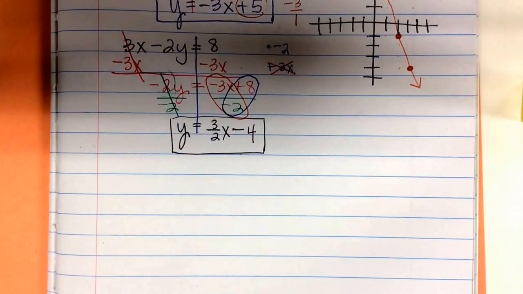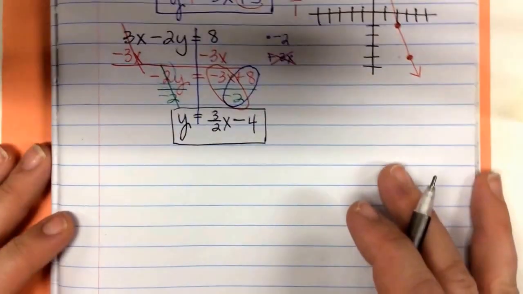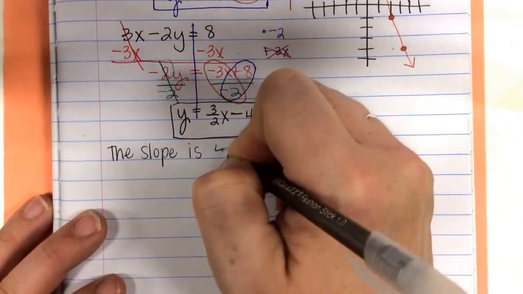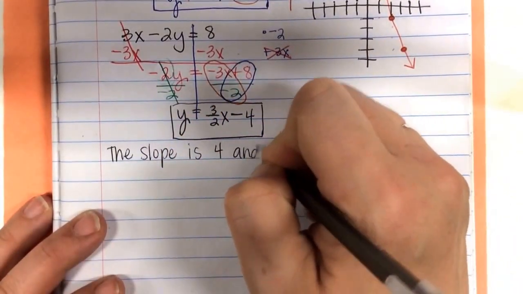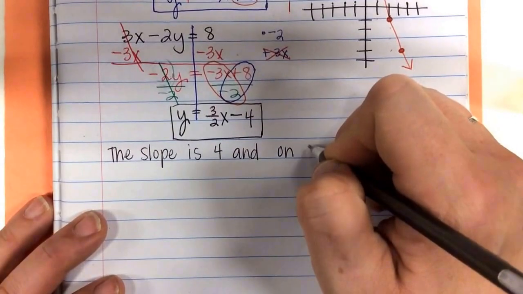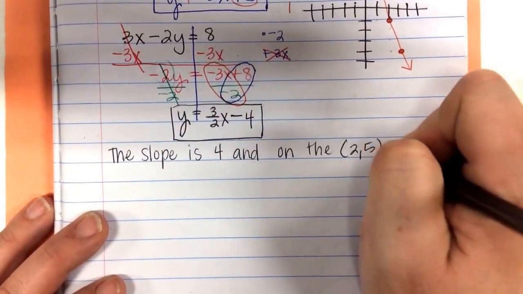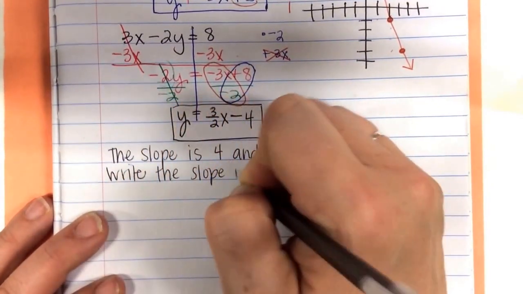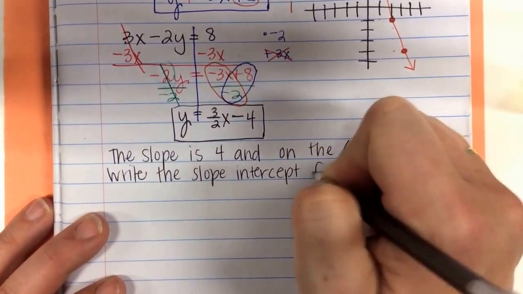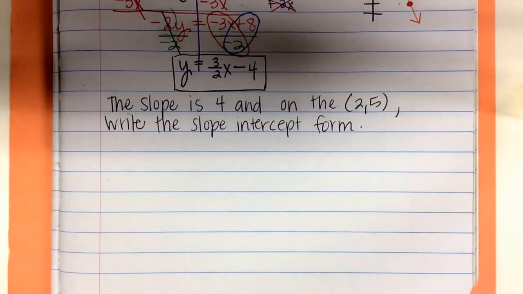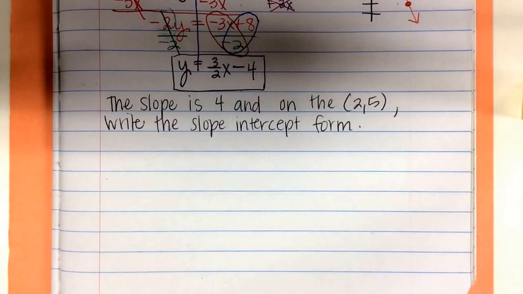The last type of homework is going to be a substitution. It's going to look like this. It's going to say the slope is 4 and it's on the point 2, 5. Write the slope intercept form.